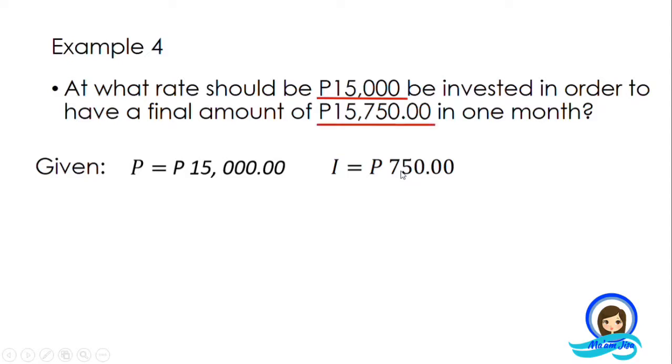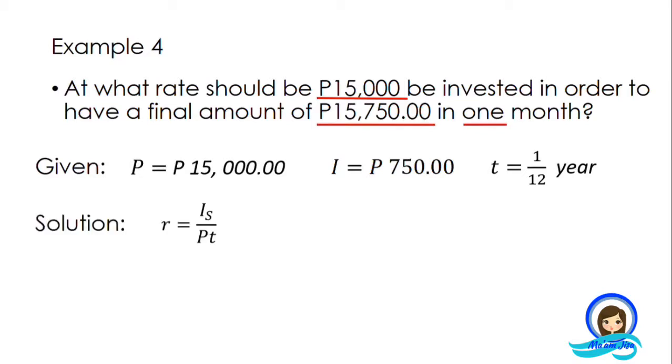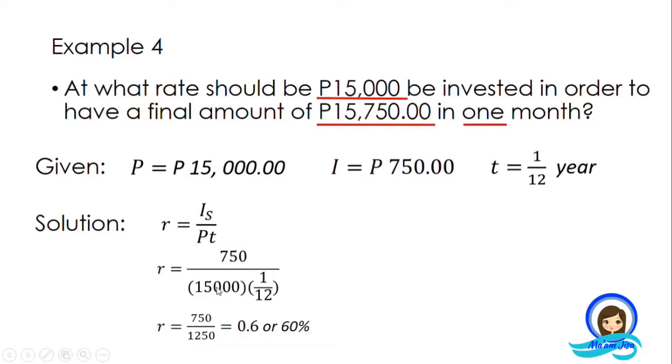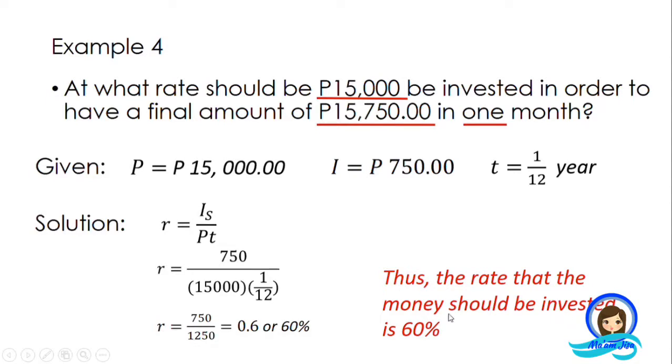Then we have the time or term, it's 1 month, so 1/12 of a year. Now using our formula, the rate is equal to I sub S over PT. The simple interest is 750 and the principal is 15,000, while the term is 1/12. So 15,000 times 1/12 is 1,250. Then divide 750 pesos by 1,250, that is 0.6, or in percentage, that is 60%. Therefore, the rate that the money should be invested at is 60%. So that is how to solve this particular problem.